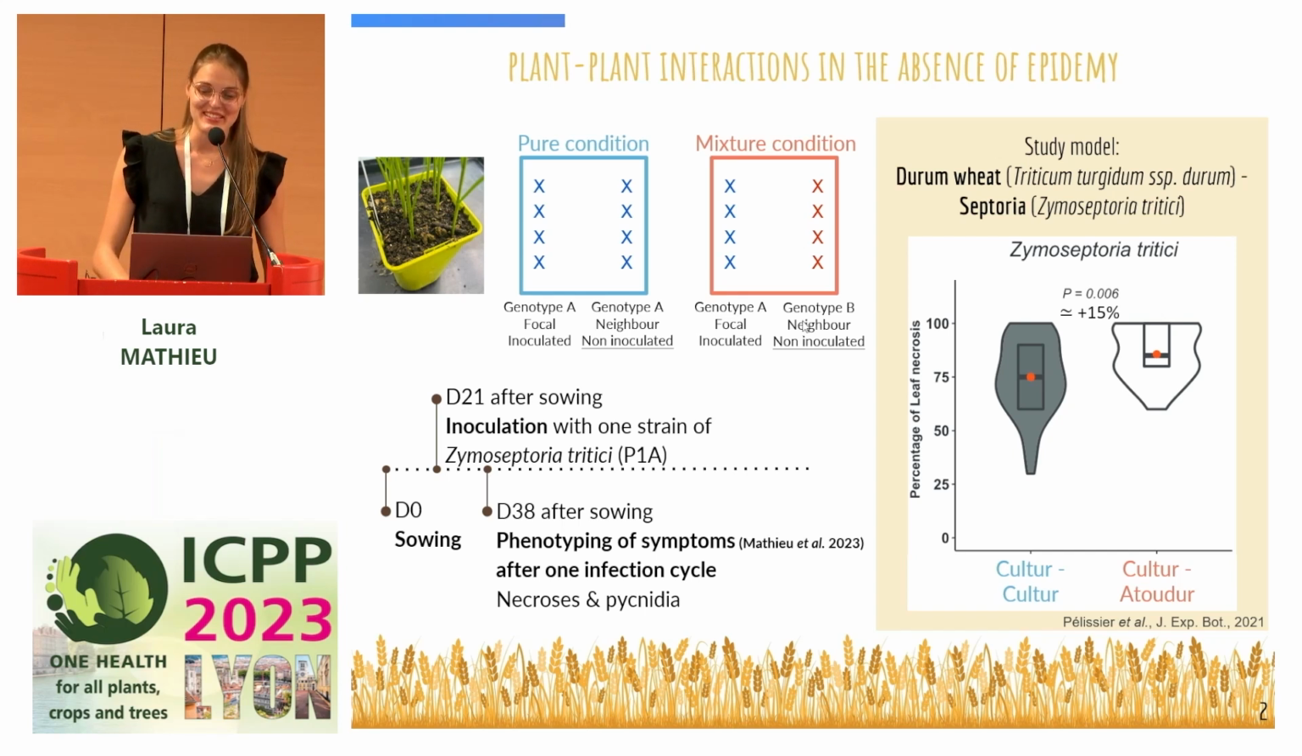As a study model, we use mixtures of durum wheat and a strain of Septoria. For example, this mixture of the focal plant Culture cultivated with the neighboring plant Atudur is very interesting because the focal plant Culture is more susceptible in the mixture compared to the pure condition.